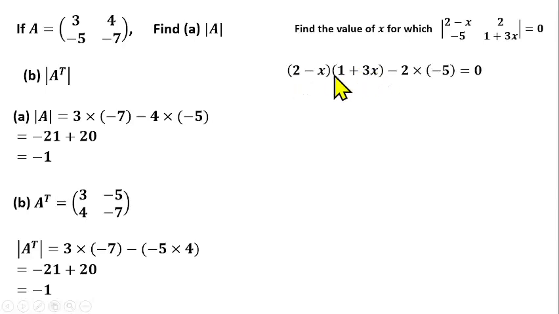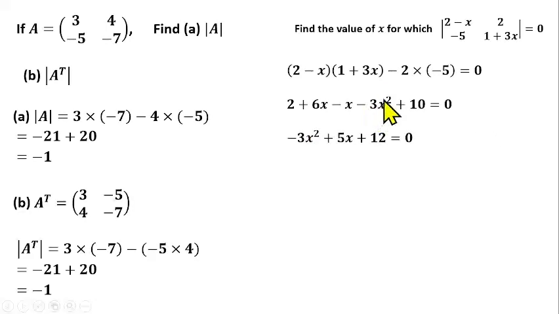From there, what do you do? Open the bracket. 2 times 1 will give us a 2, then 2 times 3x will give us a 6x, minus x times 1 will give us minus x, minus x times 3x will give us a minus 3x squared, then minus 2 times minus 5 will give us a plus 10 equals to what? 0. Then from there you can collect like terms.